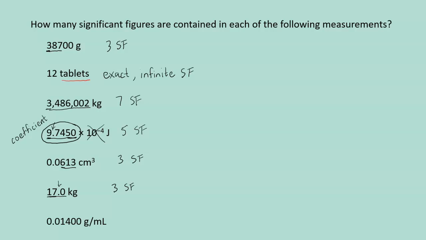Last example, we start with the leftmost non-zero digit. We're going to ignore those leading zeros, they're placeholders. Go to the rightmost non-zero digit. Yes, I do see a decimal, so I'm going to keep underlining all the way to the right and include those trailing zeros because a decimal is present. And so we get a total of 4 sig figs there.